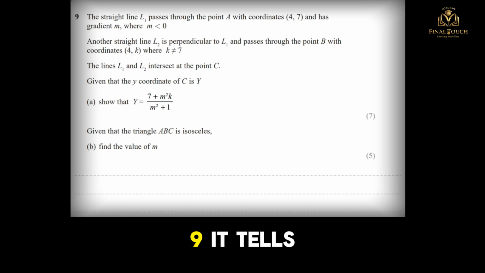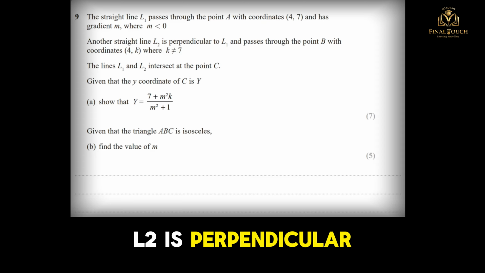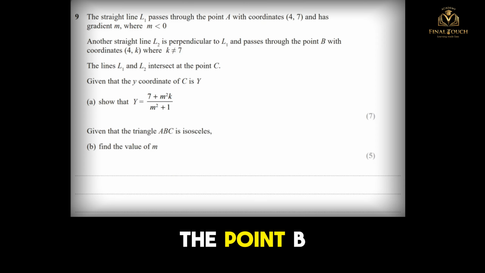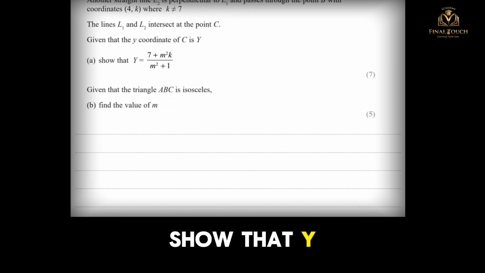So for question 9, it tells us the straight line L1 passes through the point A with coordinates 4, 7 and has gradient m where m is less than 0. Another straight line L2 is perpendicular to L1 and passes through the point B with coordinates 4, k where k is not equal to 7. Both these lines intersect at the point C. Given that the y coordinate of C is y, we have to show that y is equal to this expression.